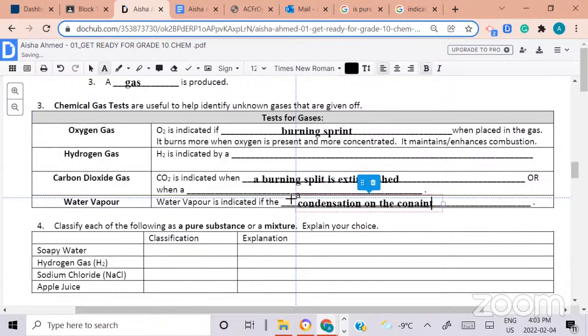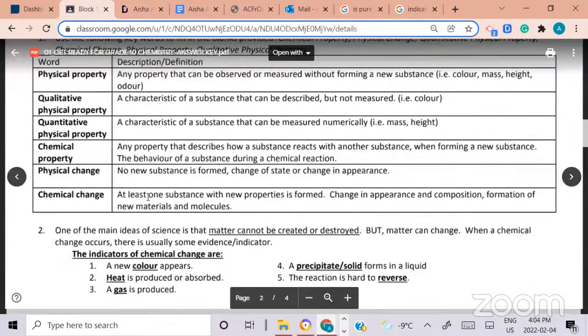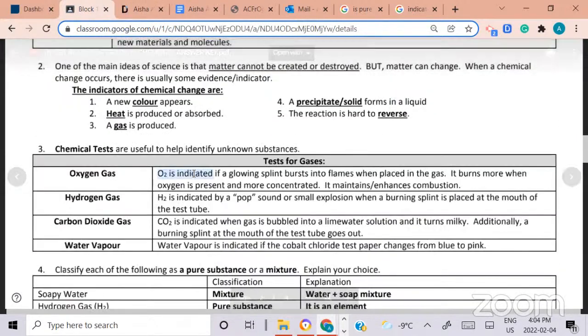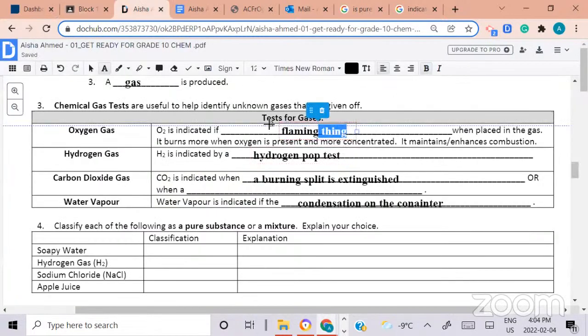For oxygen gas, get rid of burning splint because it's called something else. So just get rid of the word burning. Now check your answers for this one. Oh yeah, hydrogen gas is indicated by a hydrogen pop test. Oh, I remember those. It makes a really nice pop noise. Now check the answers for this one. Glowing splint. You're so close. Glowing! Yeah, I was like, there's a word for it.